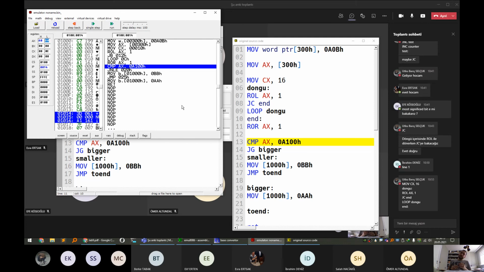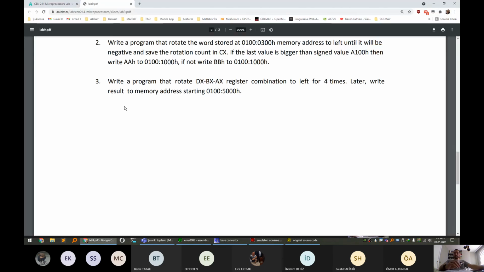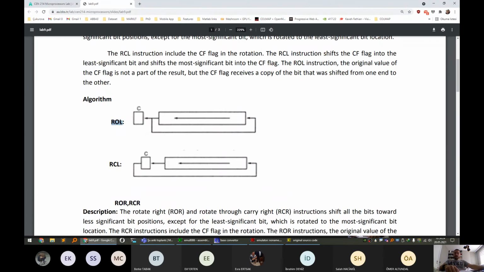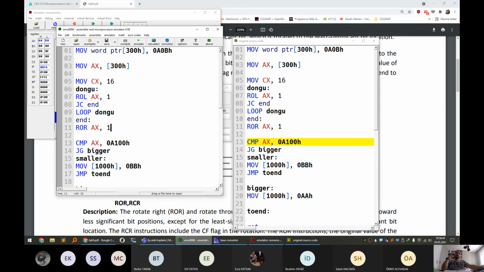Okay, Utku? Let me show this in this visualization. We are using rotate left, not rotate through carry left. The most significant bit jumps into here and dives into the least significant bit. We keep checking this carry flag. If the carry flag is 1, the previous value of our register is negative. So we need to turn back to its previous value.